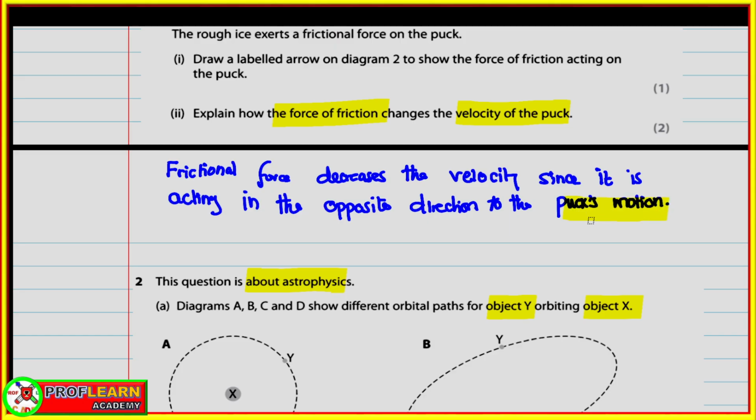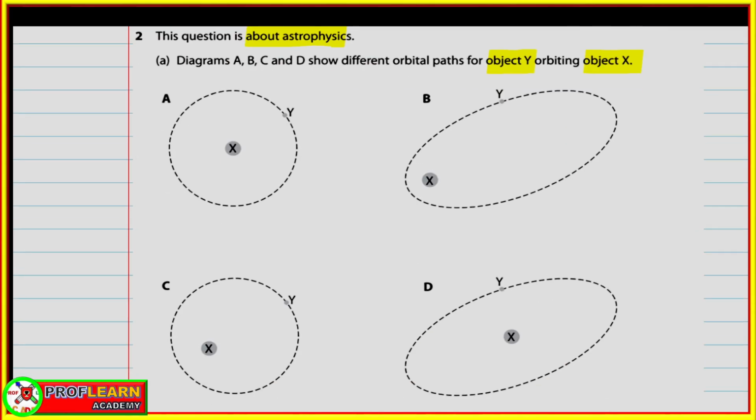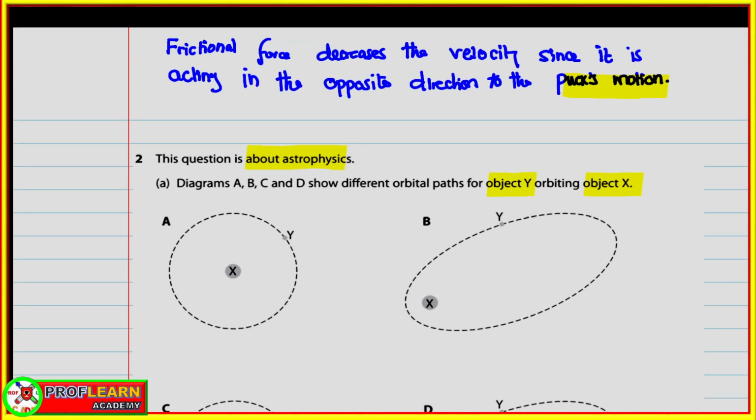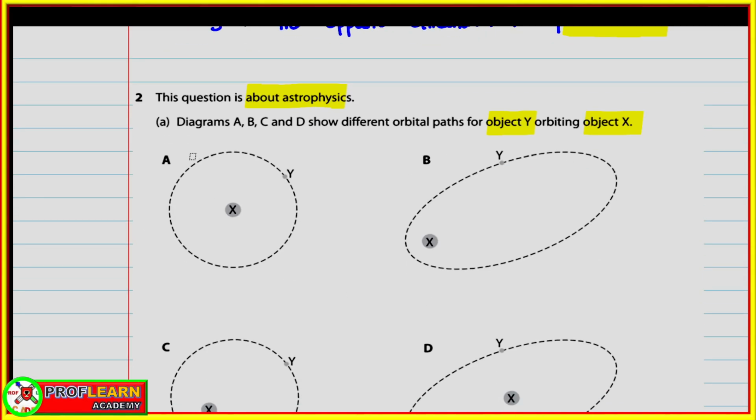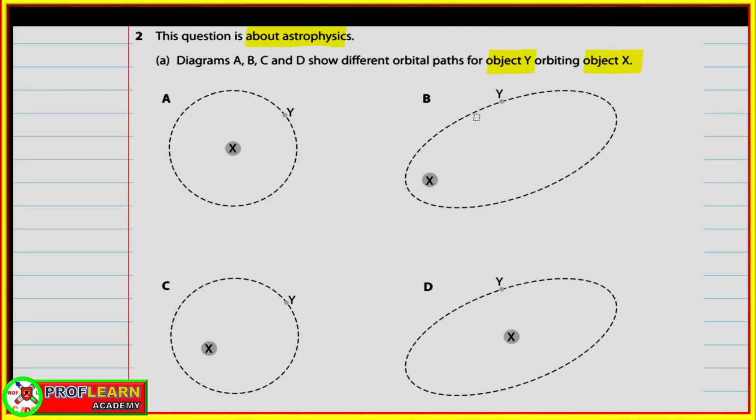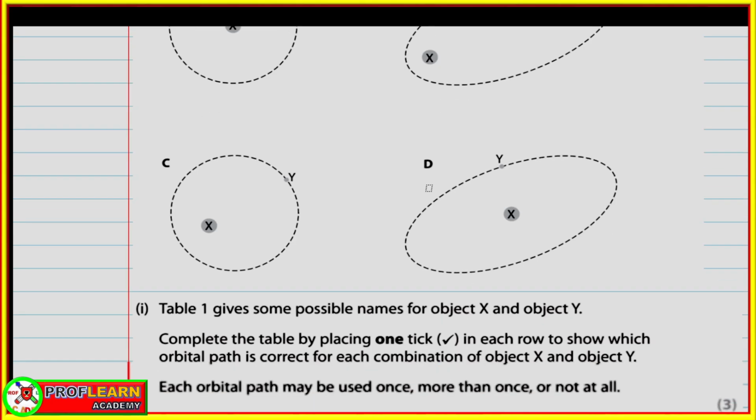And the concept or the part of astrophysics, students were given different orbits. We have orbit A, whereby there's an object Y and X here at the center, and you can see this could be the sun, and then this could be a planet orbiting around. And this one could be the orbit of a comet. We know the orbit of a comet is quite elongated and the sun is squashed to one end of that.